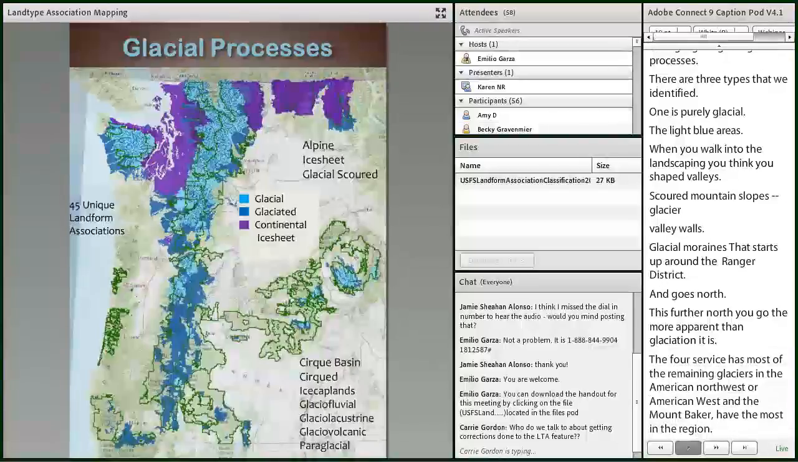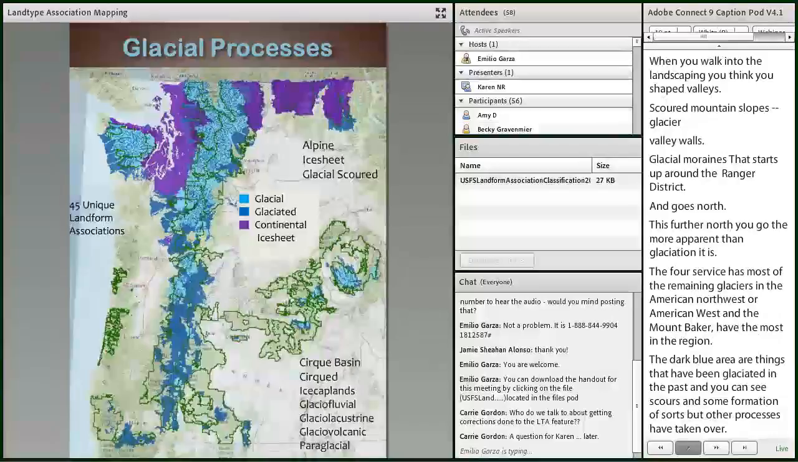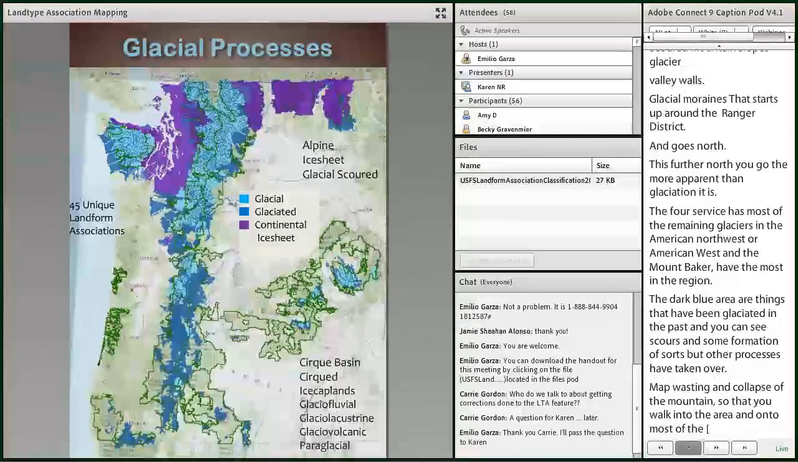You can see scours, you can see some formation of cirque, but other processes have taken over now. Some mass wasting, collapse of the mountain, so that you walk into that area, like you walk onto most of the Willamette National Forest, and you're not clear that you're really in a glacial landscape until you find rounded boulders or cobbles up on the hillside. You can find the signature of the glaciation, but it's not clear to you that it's really been glaciated until you dig into it.